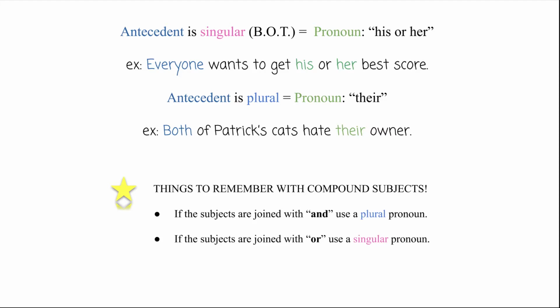If the antecedent is plural, then our pronoun should be their. So both of Patrick's cats hate their owner. So both and their, they match because they're both plural. Remember when you're dealing with compound subjects, if you have an and between those subjects, you're going to need a plural pronoun, but if it's or, then you're going to use a singular pronoun.